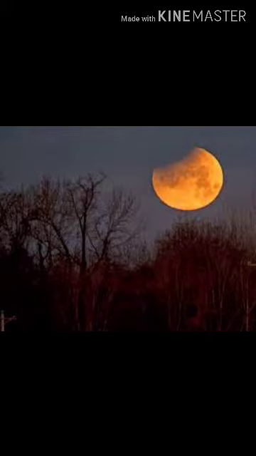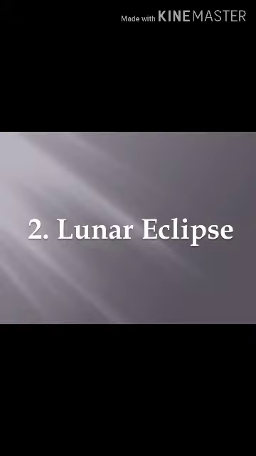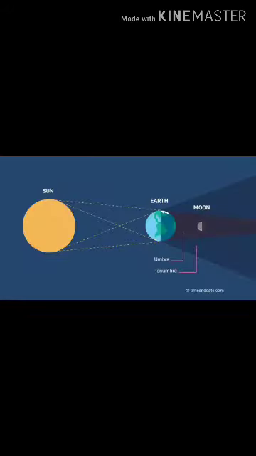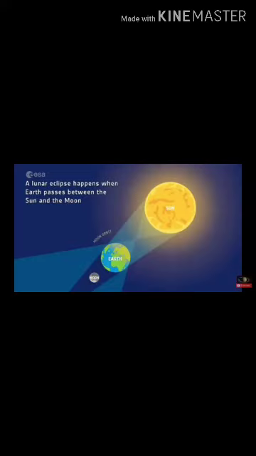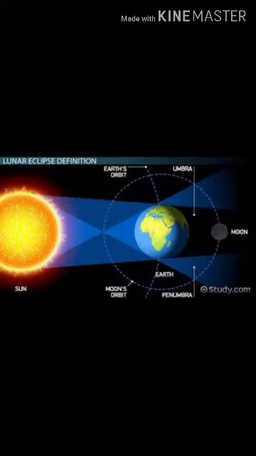Now we will see the information of lunar eclipse. Lunar eclipse occurs when the moon enters the shadow of the earth. Here, students, you see the earth is between the sun and the moon. An earth shadow comes on the moon and all three of them are in one line. In a lunar eclipse, the earth's shadow comes on the moon, so the shadow is of two types.